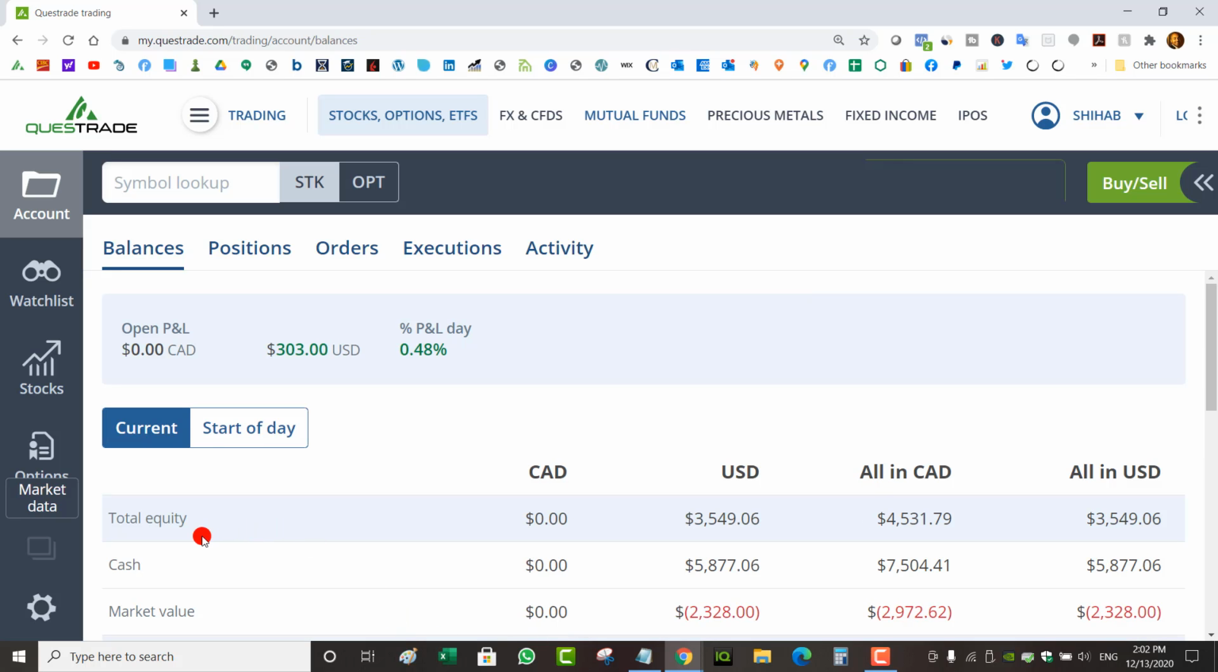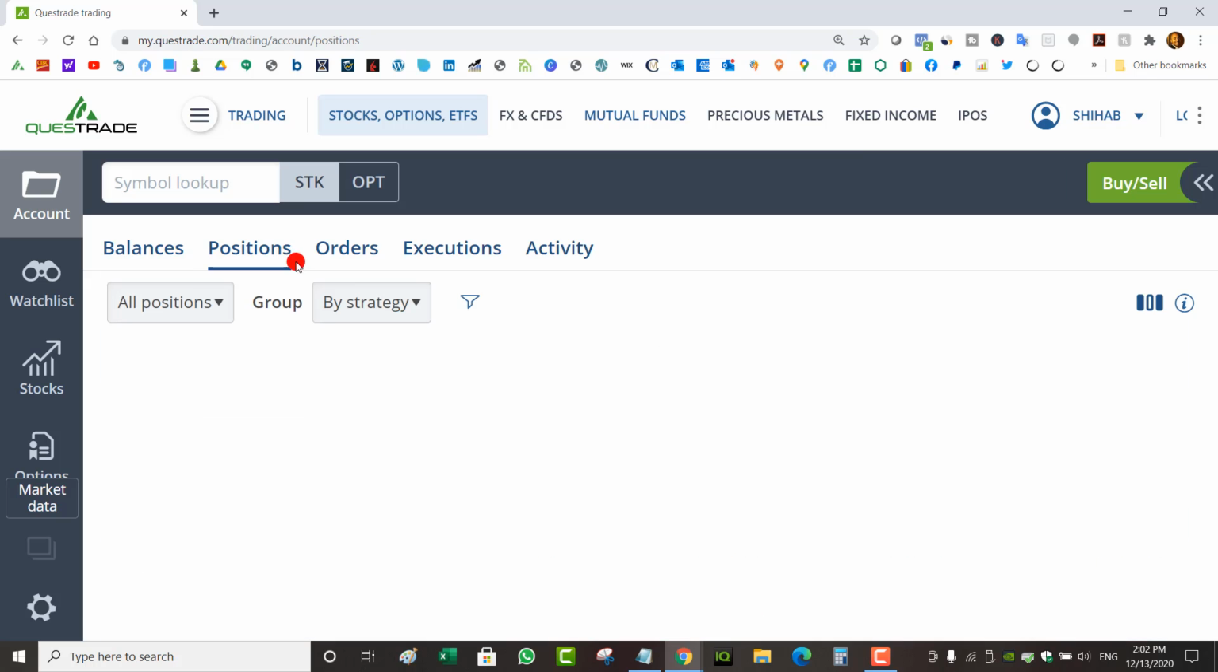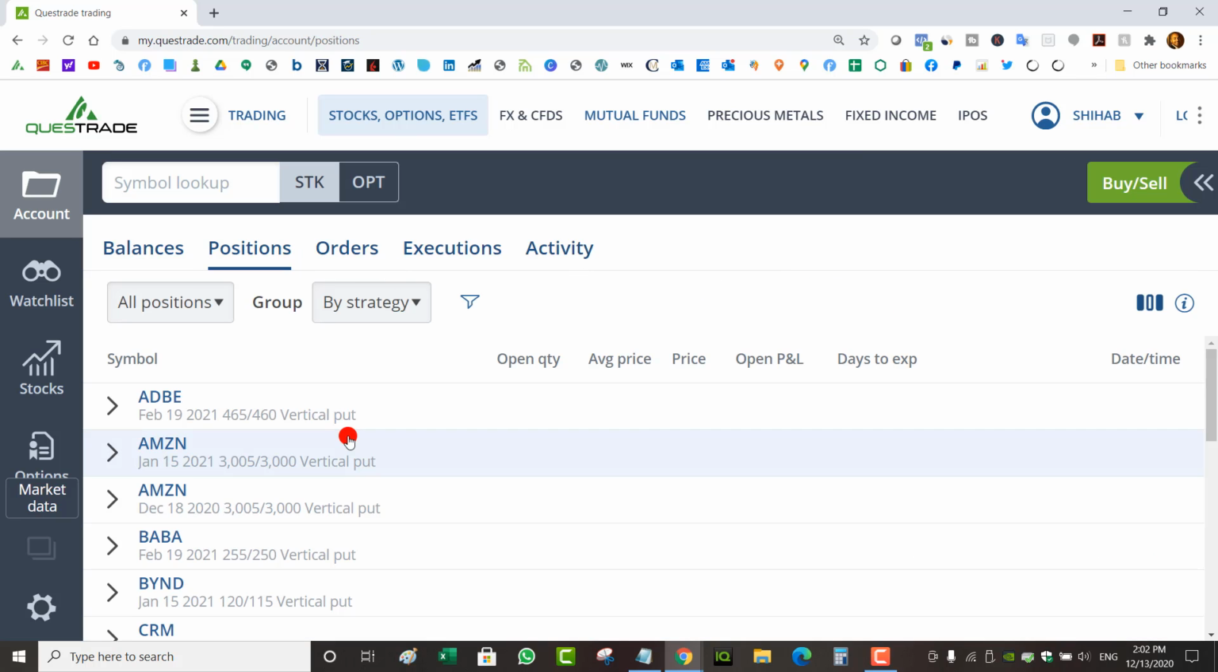If I start off with my margin account, I've got total cash of 5877 US. My market value is negative 2328. If I go through my positions, they're option selling strategies. It's a trade that I open, which generates cash. I collect premium. I keep this premium only if the option trade expires worthless. Otherwise, I have to buy it back to close the trade. Hopefully, I buy it back for less than what I collected.